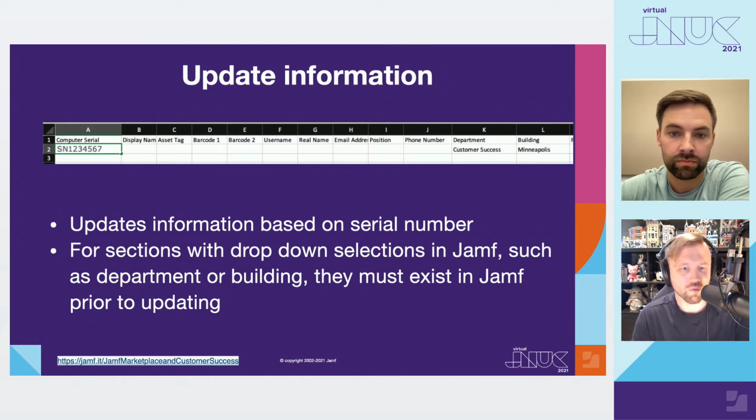When looking to update the information, it's important to note that the MUT will be looking to update specific records based on serial number, which you will include in the CSV file. For some sections, such as department or building, it's important to remember that for you to update the information in Jamf, that particular department or building must already exist. If it does not, you'll get an error and nothing will be updated. In our example, we'll be updating the department and building for this computer.